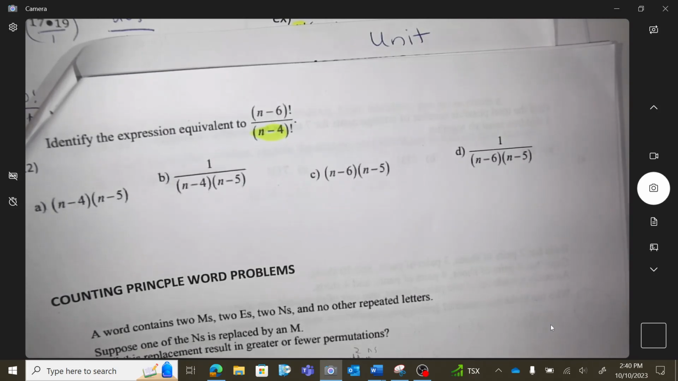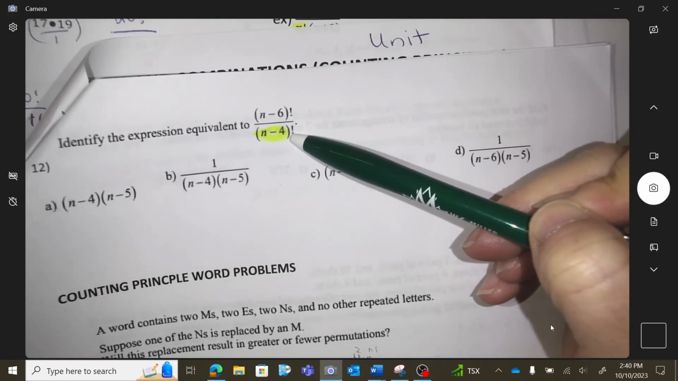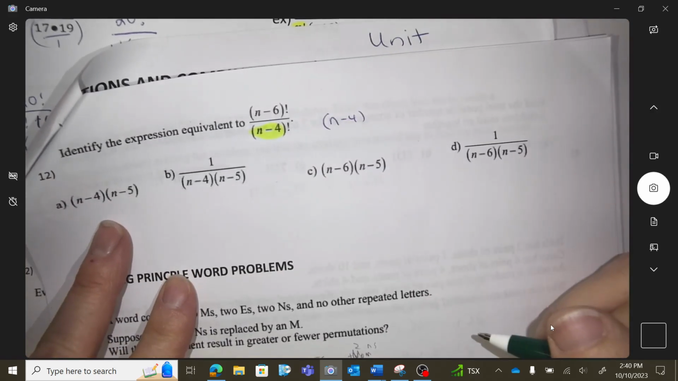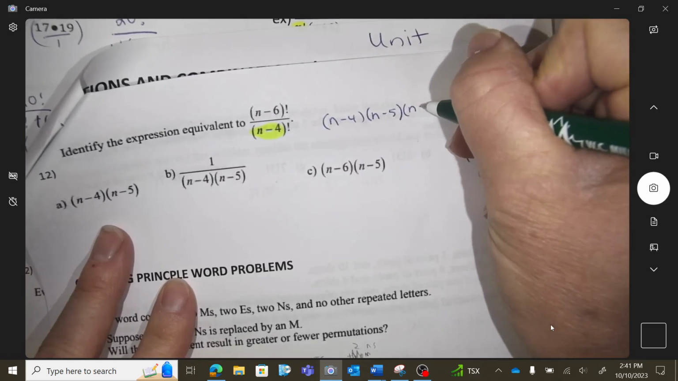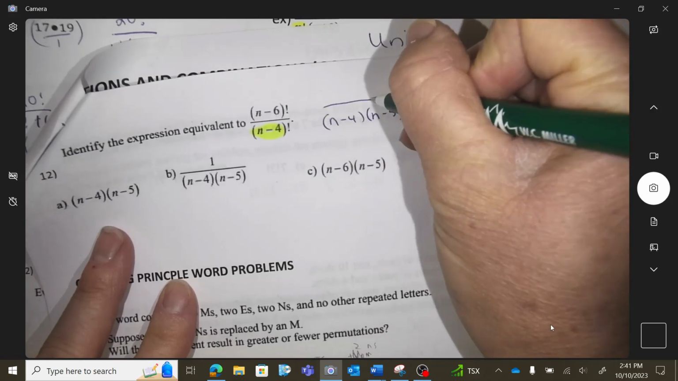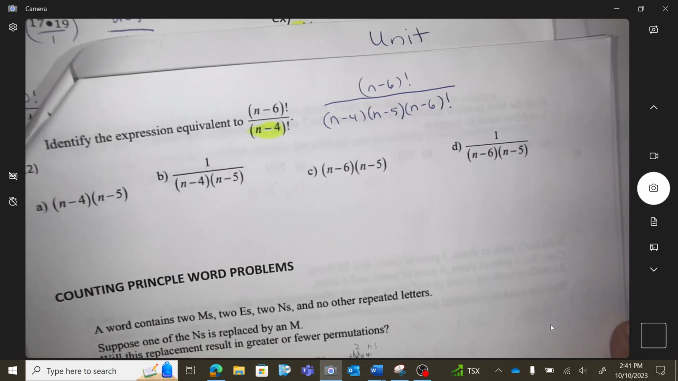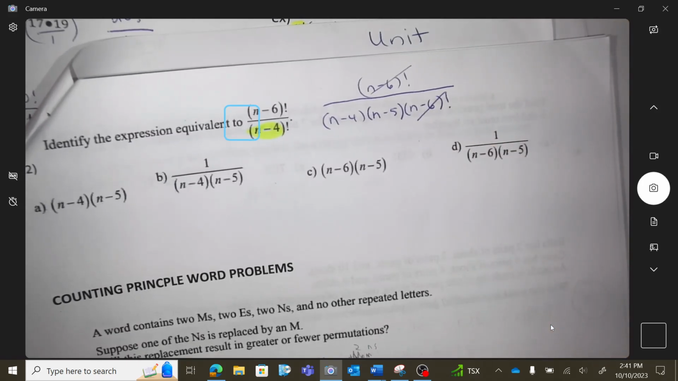Just think about this. If n was a random number, you can make n anything you want, like 20. If it was 20, this would be a 14 and this would be a 16, making it larger. So that means we're going to expand that. So what's lower? What's lower? And then we stop. And then we can cancel. And then we look for a match. So then the answer should be number or letter B.